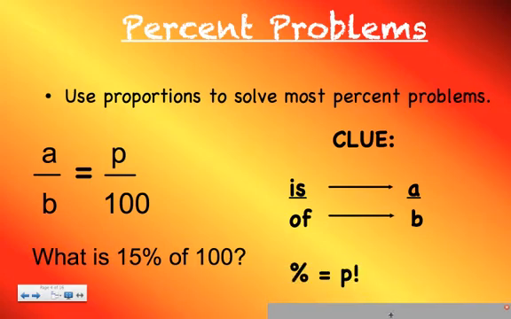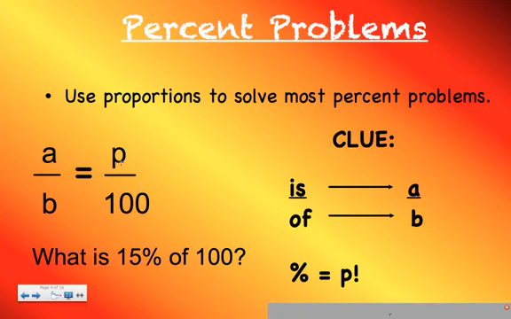So what we do is, when we're looking at this, fill in the data that you know. Our P is going to be the percent. In this problem, what is 15% of 100? They're telling us what the percent is. It's 15. So we would put the 15 up where the P goes.